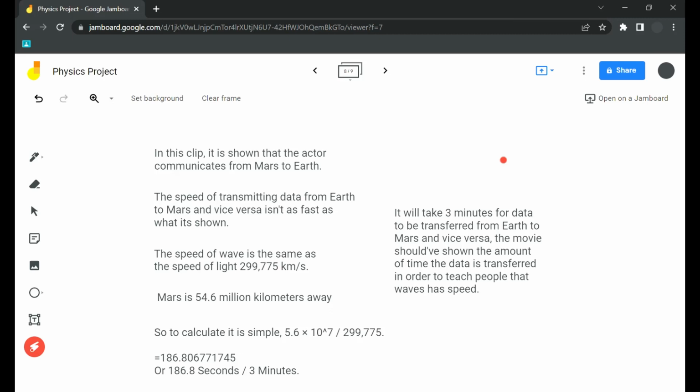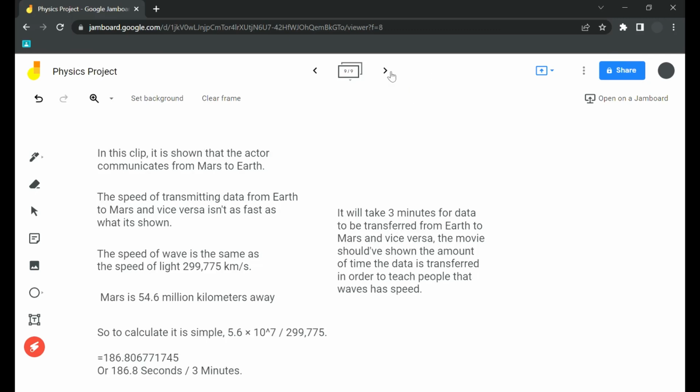The movie should have shown the amount of time the data takes to transfer in order to teach people that waves have speed, and to remove misconceptions and misunderstandings about data that is transferred by waves.